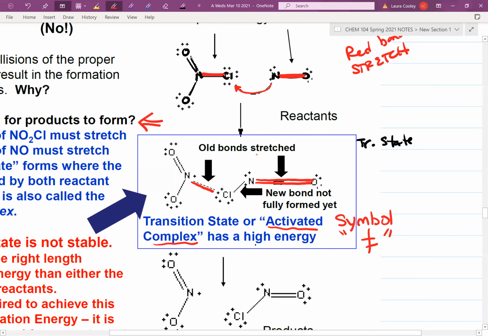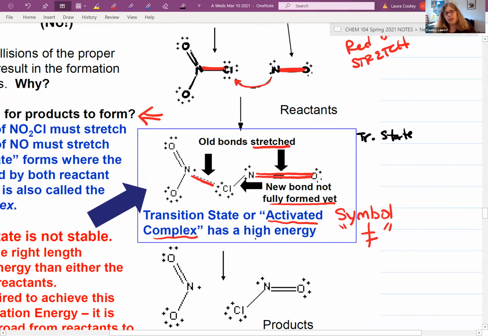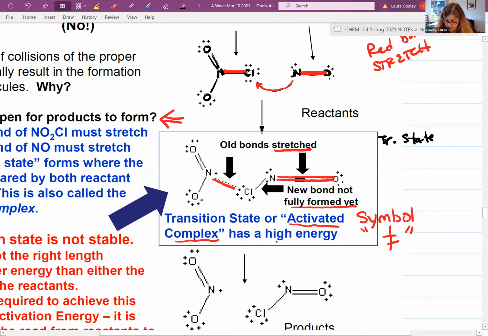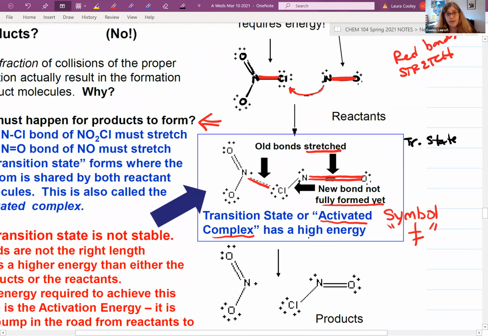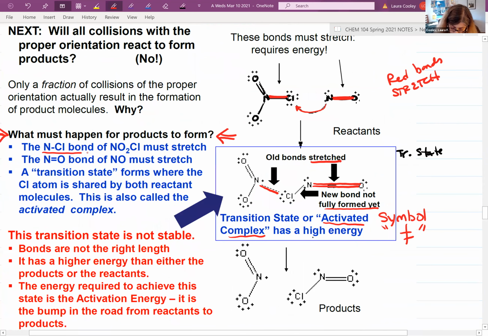So these two get stretched, and this one has not formed yet. So when bonds form, that reduces the energy, but that hasn't happened yet. So you end up with a state that's actually higher in energy than where you started and where you end up. Okay, so it says the NCl bond of NO2Cl must stretch. That's this one. The NO bond here must stretch, and the transition state forms where the Cl atom is shared by both reactant molecules. Okay, and we call this the transition state.